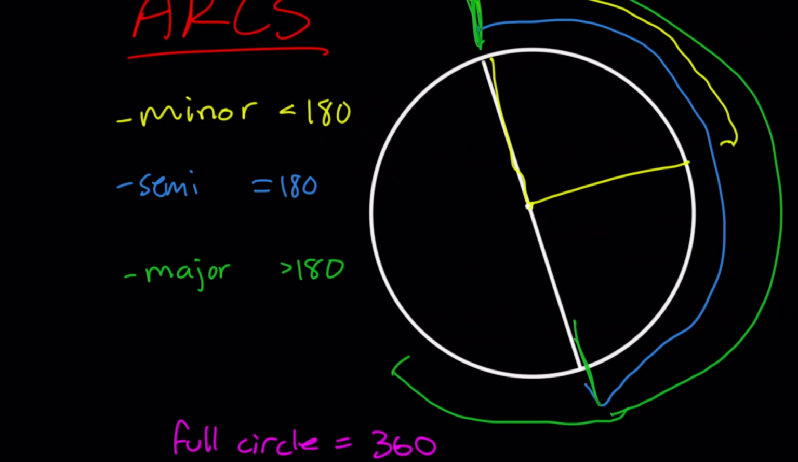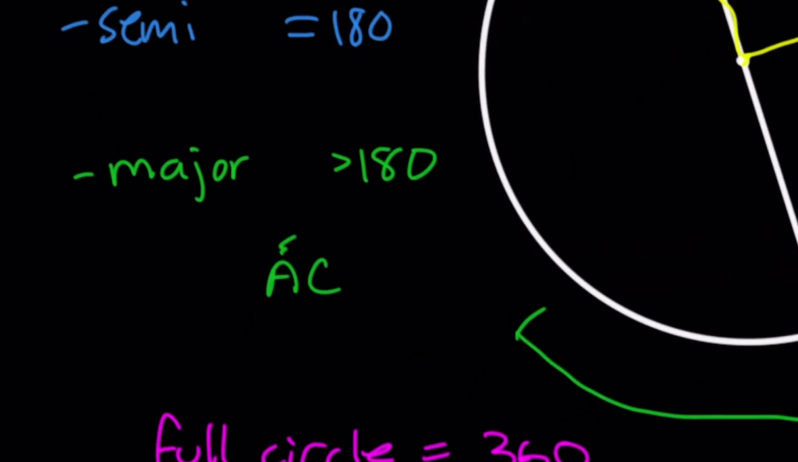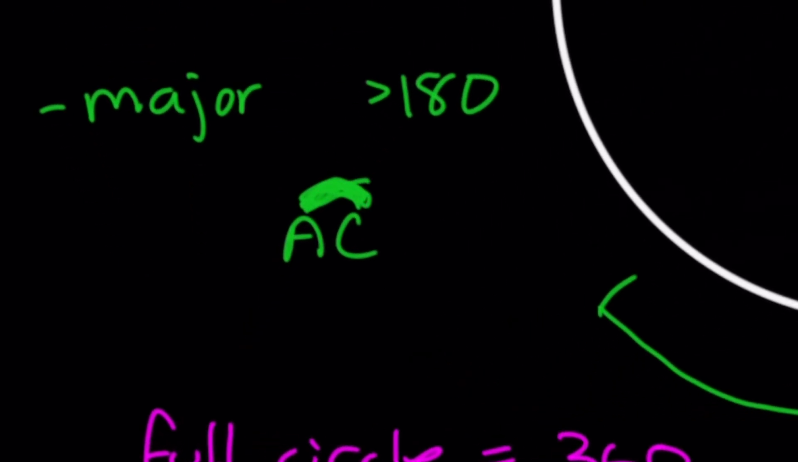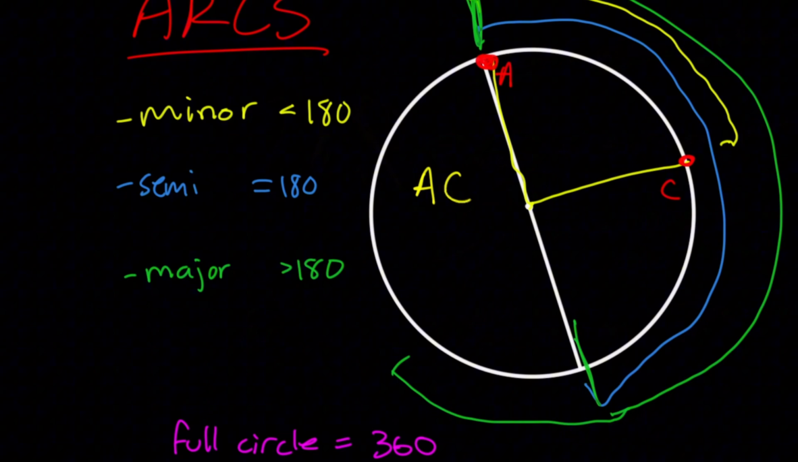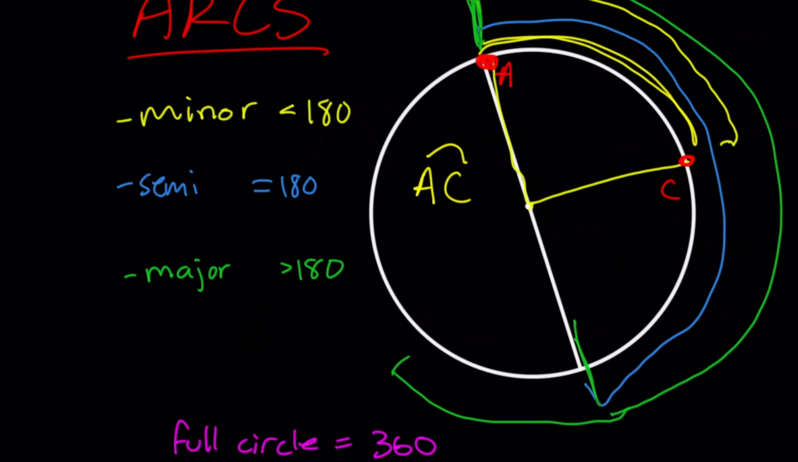When you name arcs, you use letters and put an arc shape at the top. So that's arc from point A to point C. As an example, we have this point A, and then this point C. That's a minor arc, and that minor arc is A to C. So this arc right here is A to C.